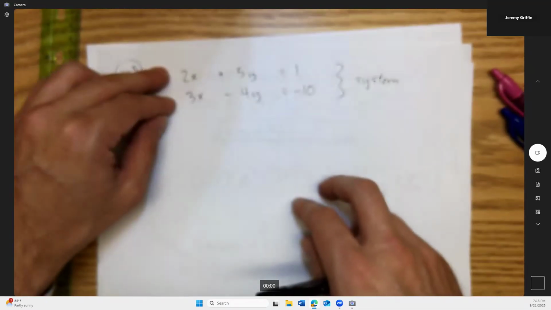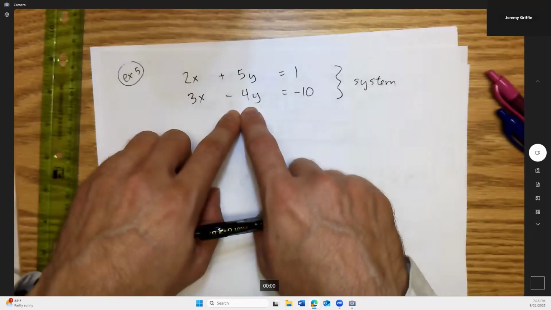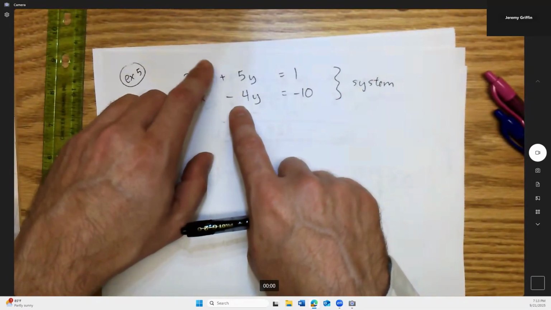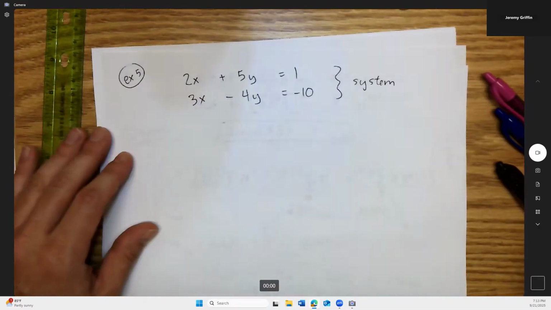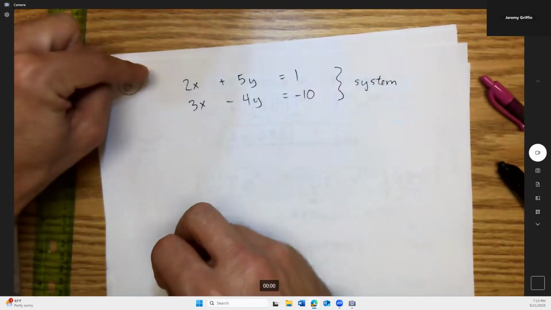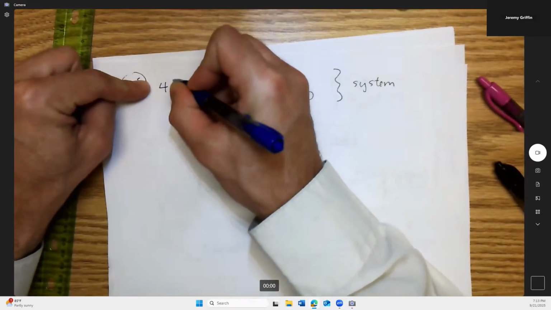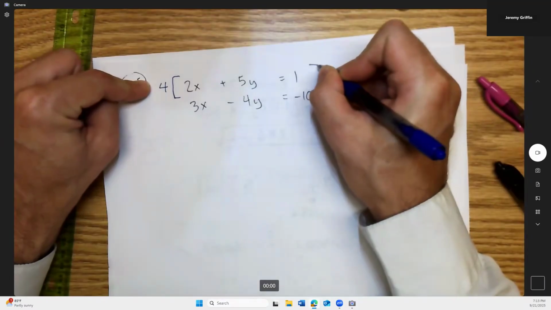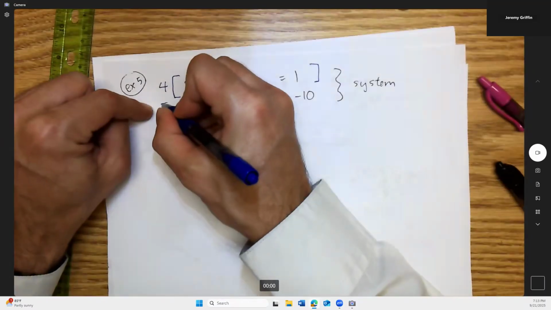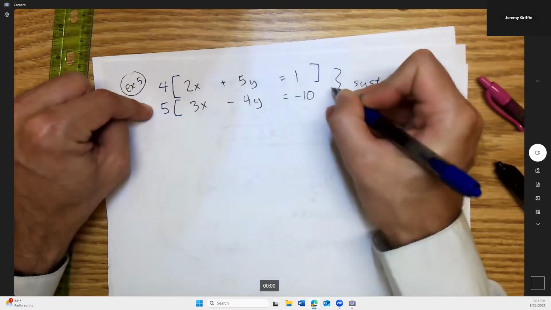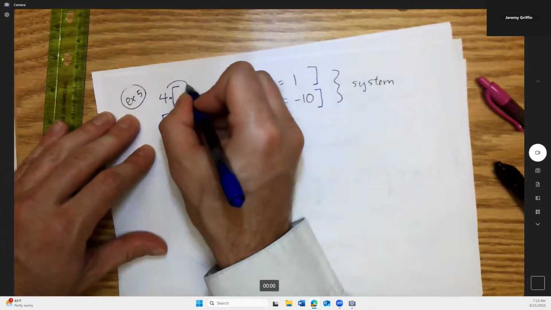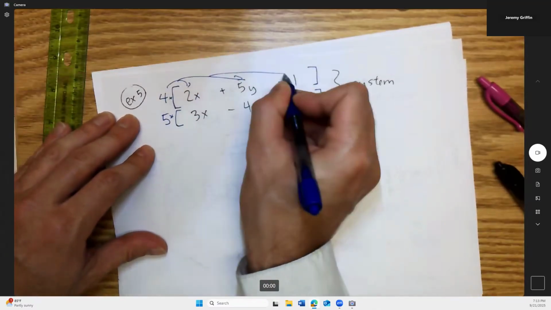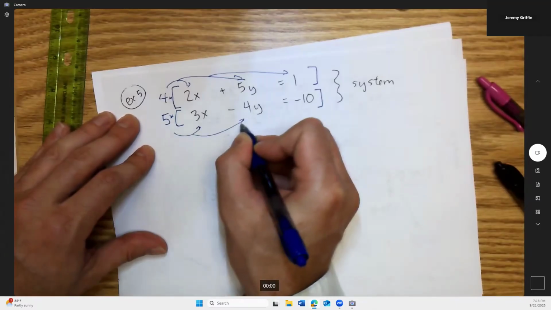I could either eliminate the x first or the y first. You know what? Since the y's are opposite signs, maybe I'll just hone in on those. I'd like to add these together, but to do that, here's what I do. I'm going to multiply this entire top equation by 4, and multiply the entire bottom one by 5. So 5 times this entire bottom equation. Multiply, multiply, and this is going to distribute.